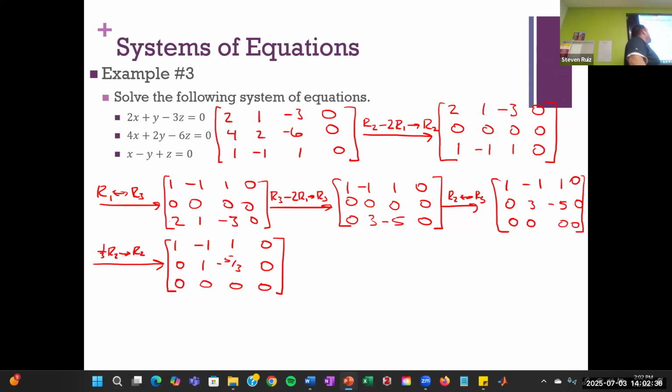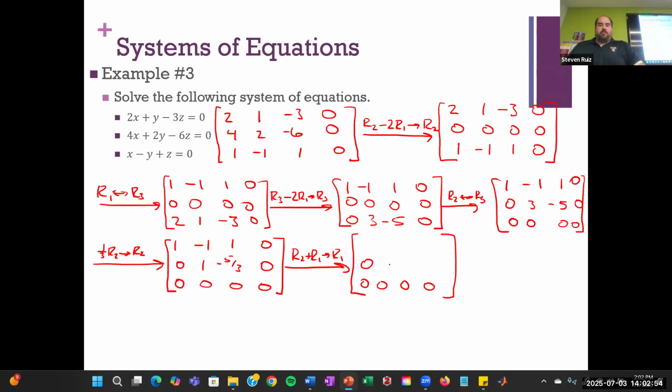What should my next move be? Row 2 plus row 1, and where's that going to go? Row 2 plus row 1 back to row 1. One, 0, negative 2/3, 0. All right, what now?